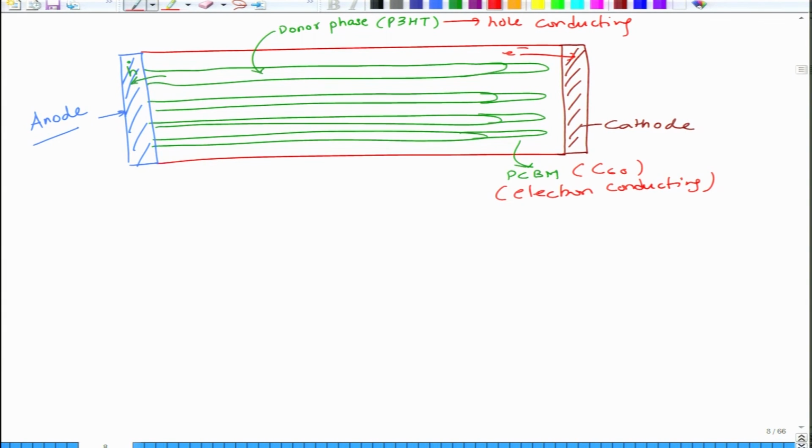But the requirement is that the phases must make a continuous network so that there is a complete continuous path for electrons and holes to reach the electrode. So this is a good structure to make.